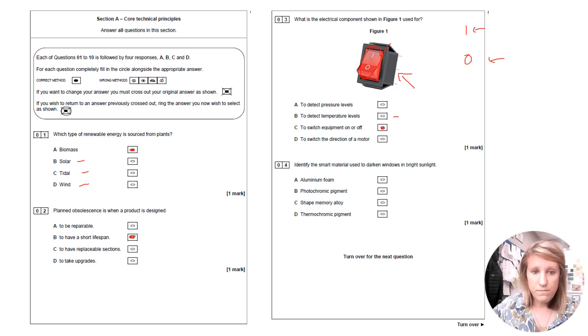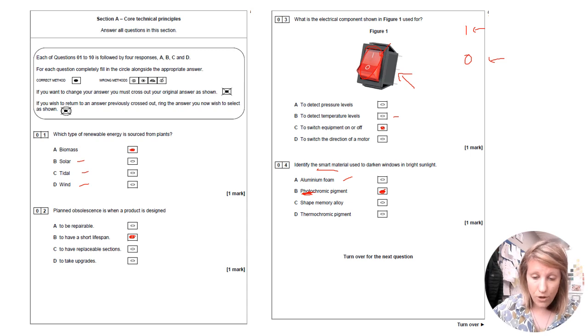So yeah, it's a switch to switch equipment on or off. Identify the smart material used to darken windows in bright sunlight. So smart materials react to external stimuli, could be light, could be water, could be heat. So aluminium foam doesn't respond to light. Photochromic pigment, so photo is the obvious one there, that means light, so that's the right answer.